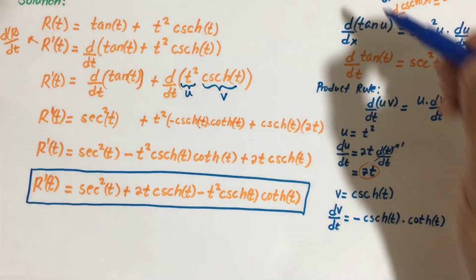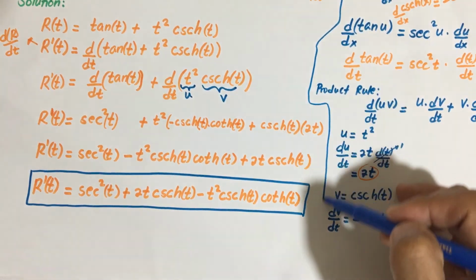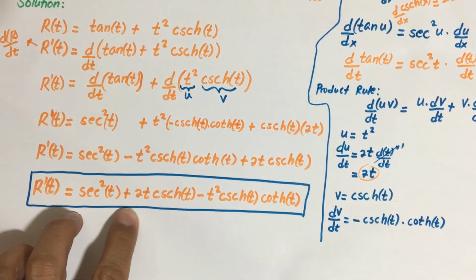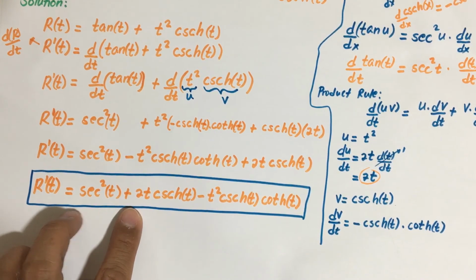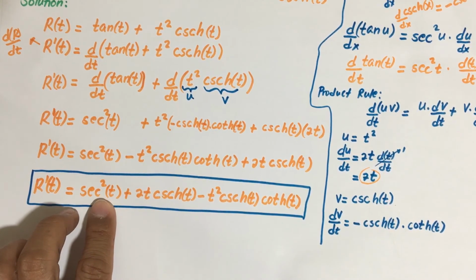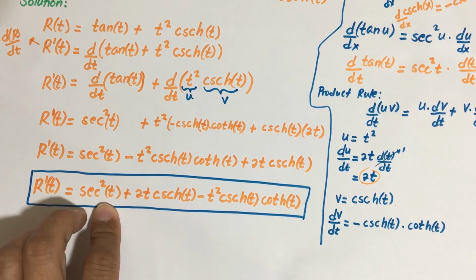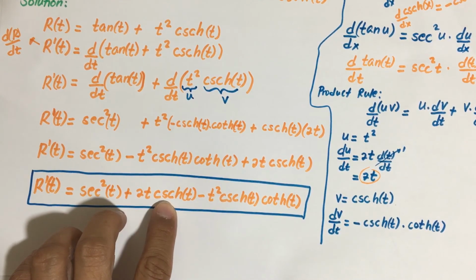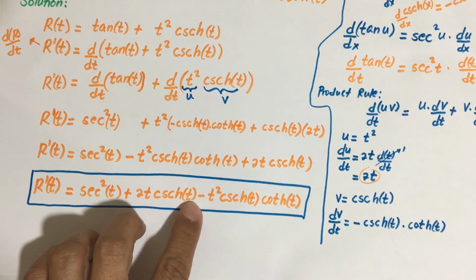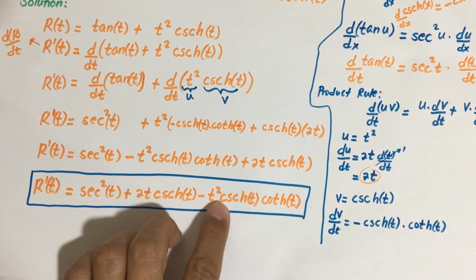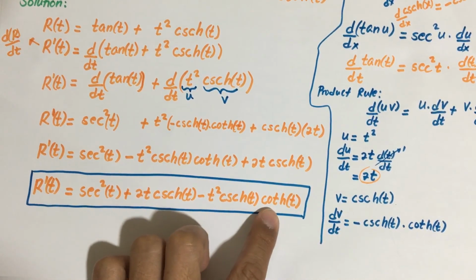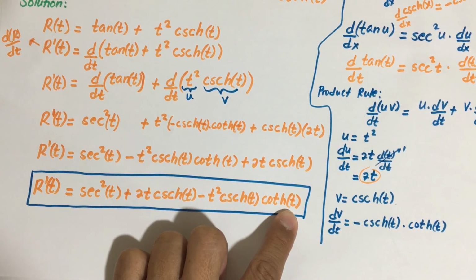Alright, I hope you have followed the steps, class, in solving this example. Okay, so let us check once again just to make sure that our answer is correct, or perhaps we missed something. Okay, so secant squared t, this is correct for the tangent. And we have 2t times hyperbolic cosecant t, then minus the product t squared hyperbolic cosecant t times hyperbolic cotangent t.